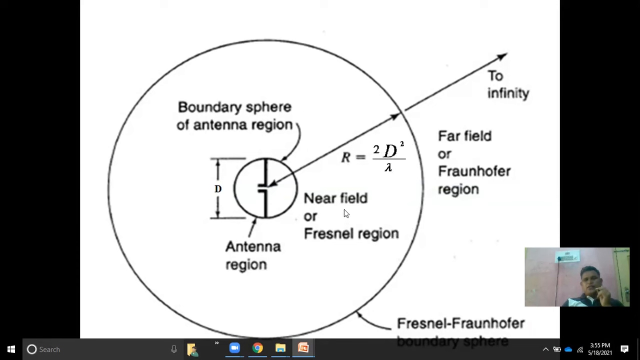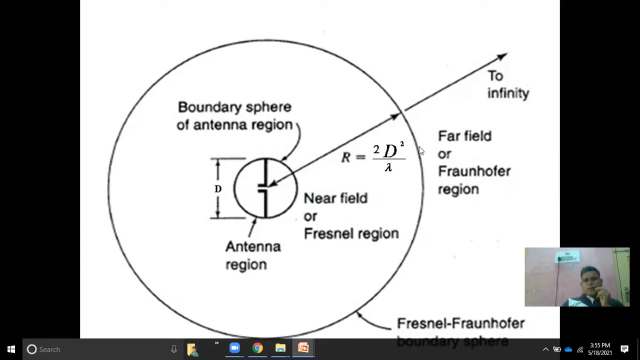This near field is also named after a scientist: the Fresnel region. As electronics and communication engineers or antenna engineers, we are most interested in the far field, because our antenna is located in the far field. We are not much bothered about the near field. Nobody is interested in measuring the electric field intensity in the near field, because it is a very close area to the antenna.